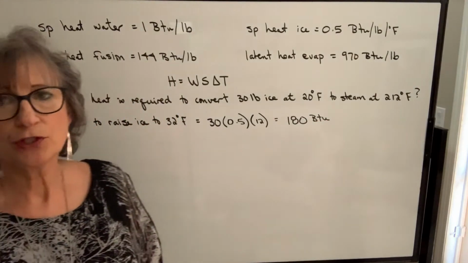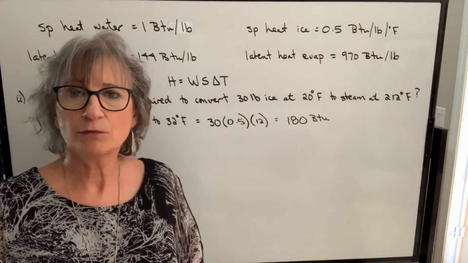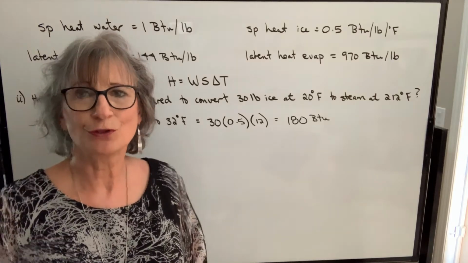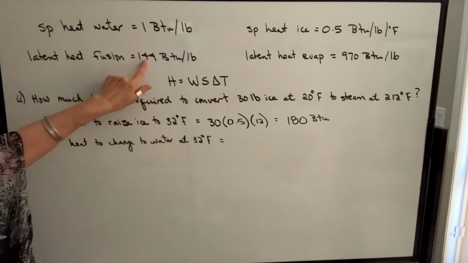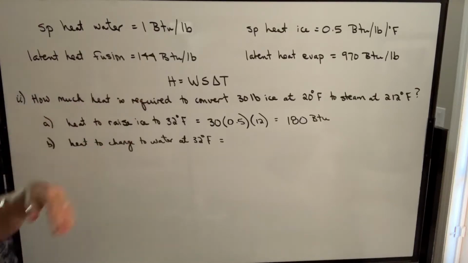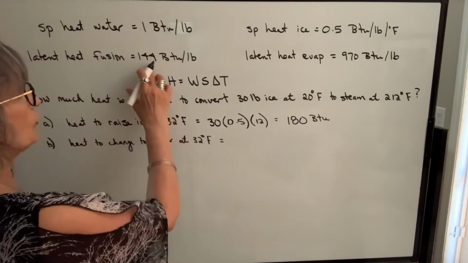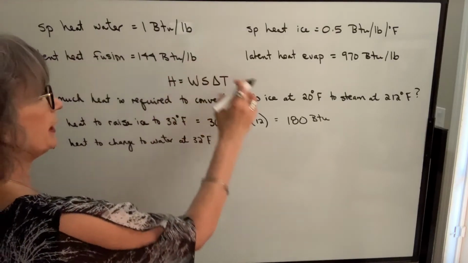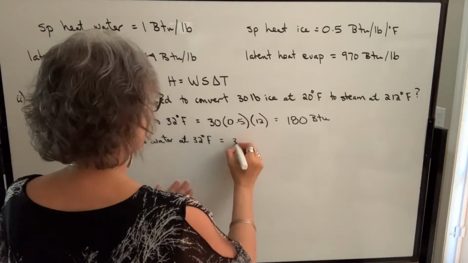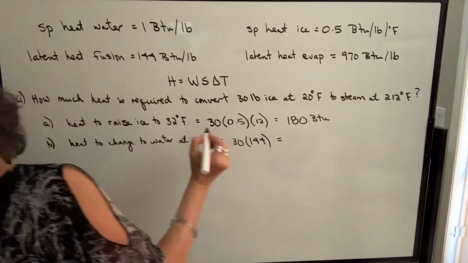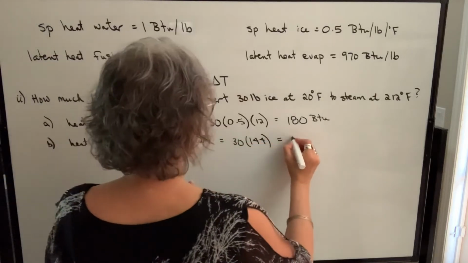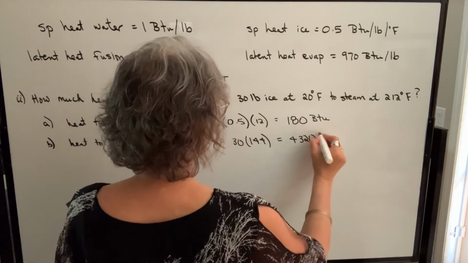Now it's ice at 32 degrees. We want to figure out the heat required to change it to water at 32 degrees. And in order to do that, we're going to use the latent heat of fusion. We're not raising the temperature, we're just changing it from ice to water. So that's going to be the 144 BTUs per pound, and we have 30 pounds, so that will be 30 times 144, 4,320 BTUs.